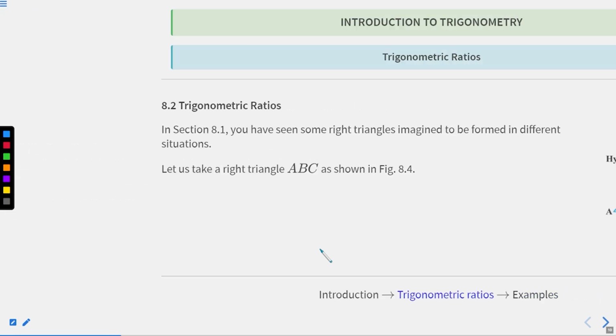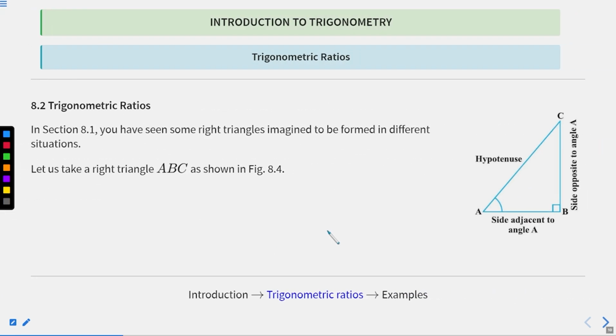Now here we'll see trigonometric ratios. We introduce trigonometric ratios first. Before starting trigonometry, you should see this figure. This is a triangle, ABC. Here, this side is called the side adjacent to angle A, and this side is called the side opposite to angle A. So this is angle A. This side is adjacent to angle A, and this side is opposite to angle A. And this is the hypotenuse.